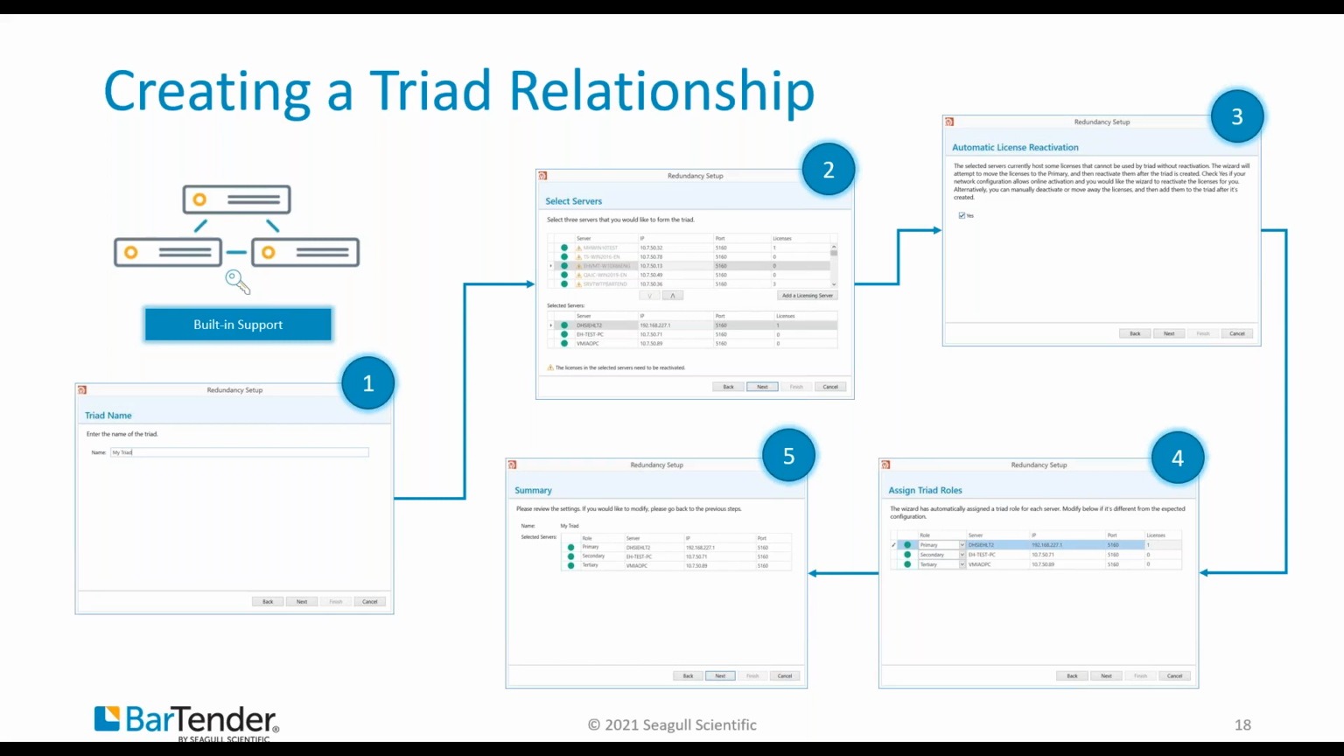Roles can then be assigned to each of the 3 license servers in order to determine which server is the primary, the secondary, and the tertiary. So that's number 4. And finally, a summary of the selections and configurations will be displayed to the user before the process of actually generating and activating that Triad relationship. So you could actually cancel out of this if you wanted to and start over, or you do get that summary page where you can confirm that, yes, this is in fact the relationship that you want to activate for the 3 discrete, unique servers.